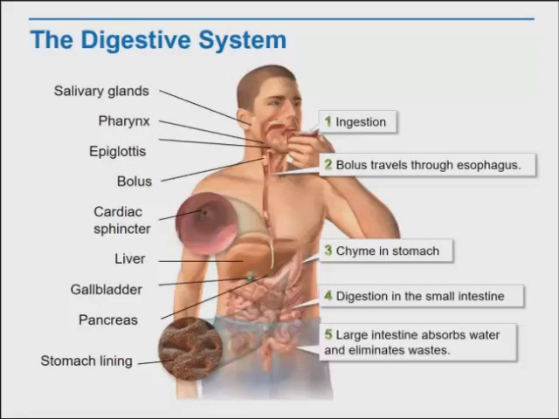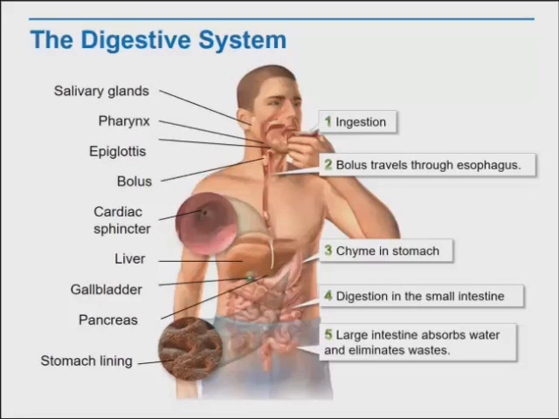Protein digestion begins. This takes 2 to 4 hours. The cardiac sphincter closes after food passes into the stomach. Glands in the stomach lining release hydrochloric acid, pepsin, and mucus. The enzyme pepsin breaks down proteins into large peptides. Chyme is slowly released into the small intestine.